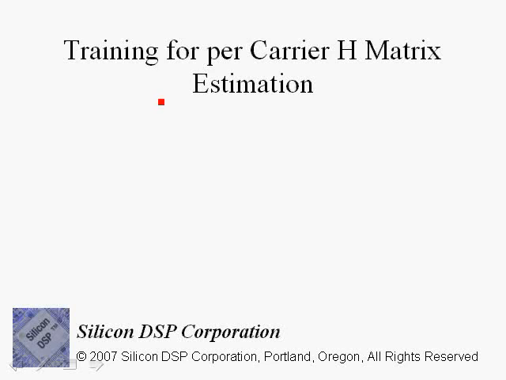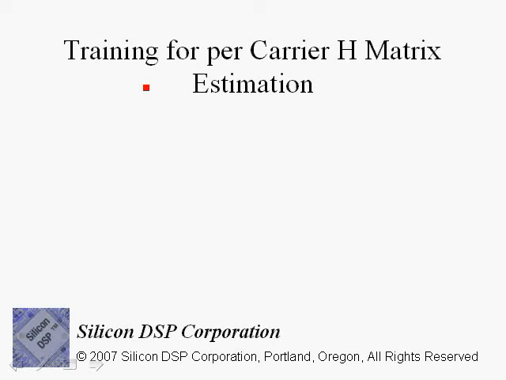This is a very important section on training for per carrier H matrix estimation. In MIMO systems, it's very important to be able to provide training preambles from the transmitter to the receiver in order for the receiver to be able to estimate the channel based on the training symbols that are sent.